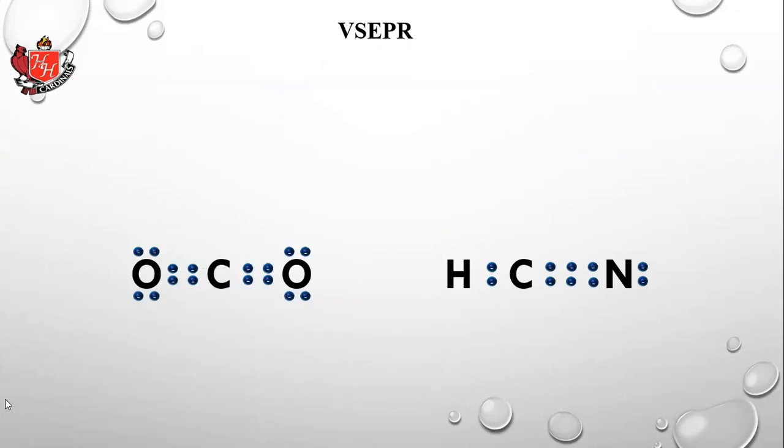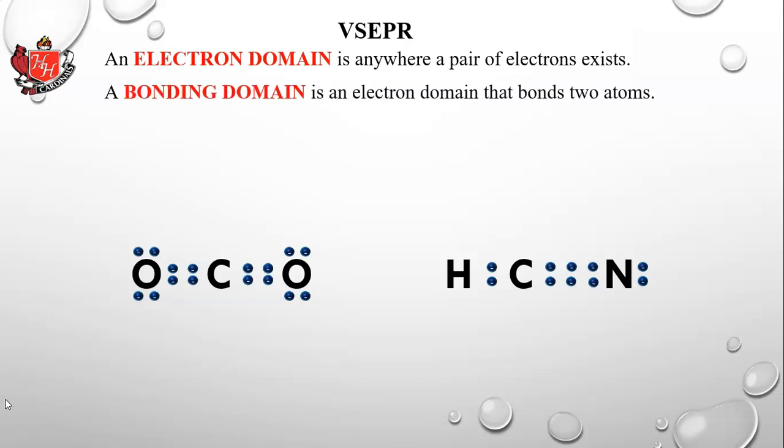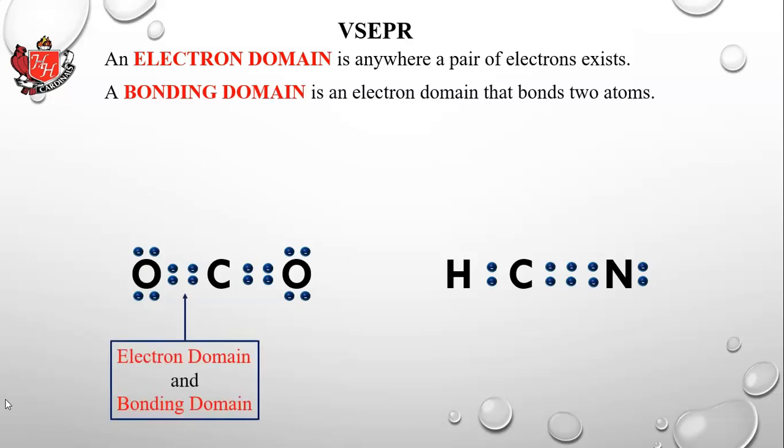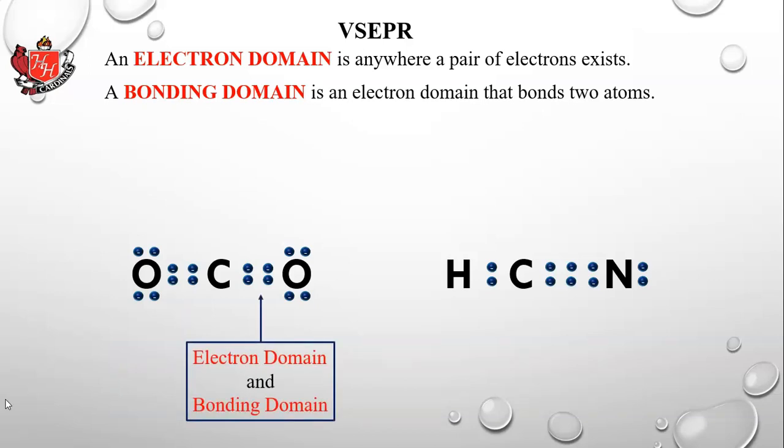Okay, so let's be sure we understand what kind of domain each one of these is. An electron domain is anywhere a pair of electrons exists. A bonding domain is an electron domain that bonds two atoms. So right there you have a double bond. That is one electron domain and one bonding domain. Even a double bond is just one domain. Basically the word domain means a place, a place where two atoms are being bonded. That other double bond is also one electron domain and one bonding domain.